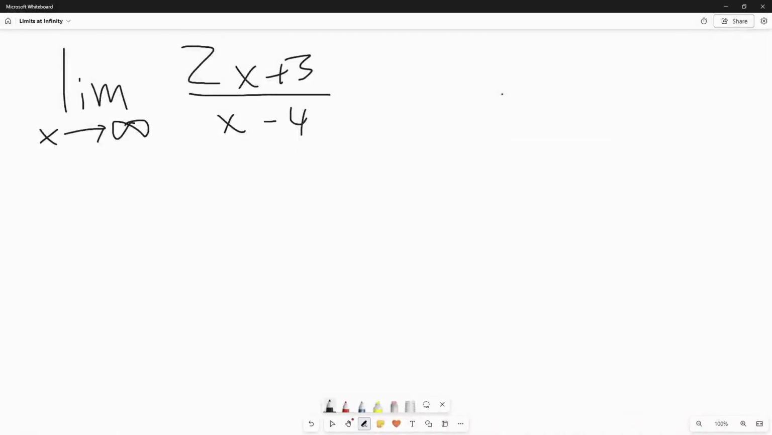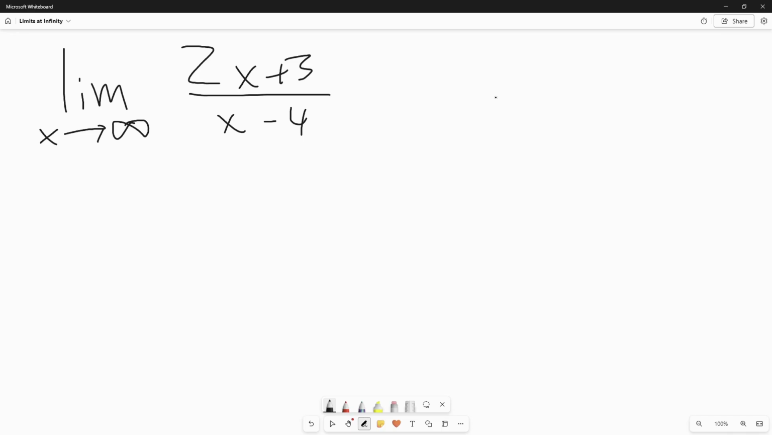Now, let's do an example. Here we have the limit as x approaches infinity of (2x + 3) over (x - 4). And this is kind of different from regular limits. Like if x approached 5 or something, then you could probably just plug 5 in and you get your answer. But we can't just plug infinity into this expression because, well, it wouldn't work. So what we try to do is solve it algebraically or just thinking about it logically.